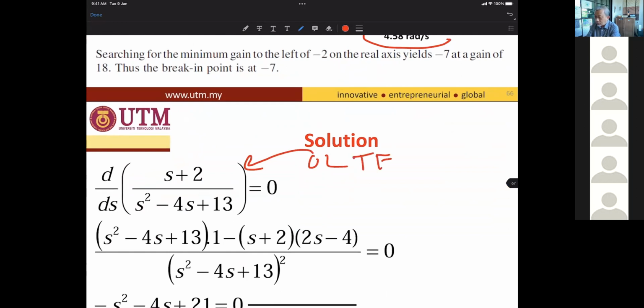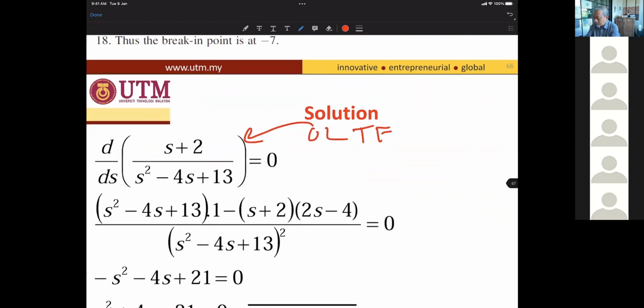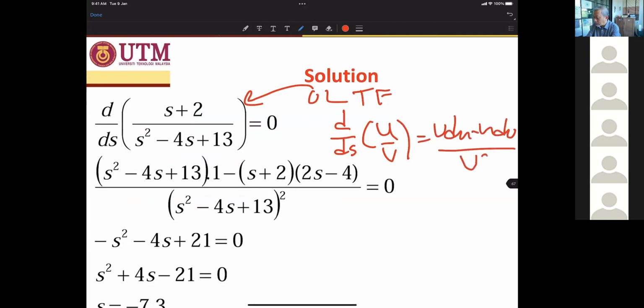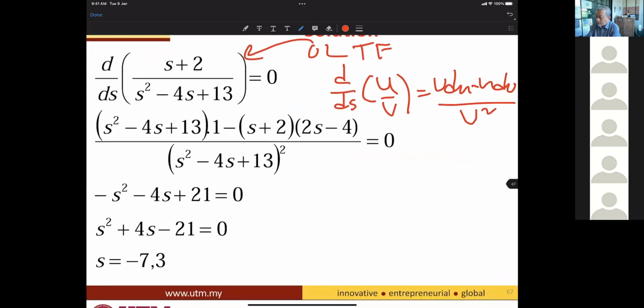Set it equal to 0 and then differentiate. Use the concept d/ds of u divided by v, which is (v du - u dv) over v squared. Then simplify. This one multiplied by 0, you get 0. Then you have this quadratic equation: s squared plus 4s minus 21.